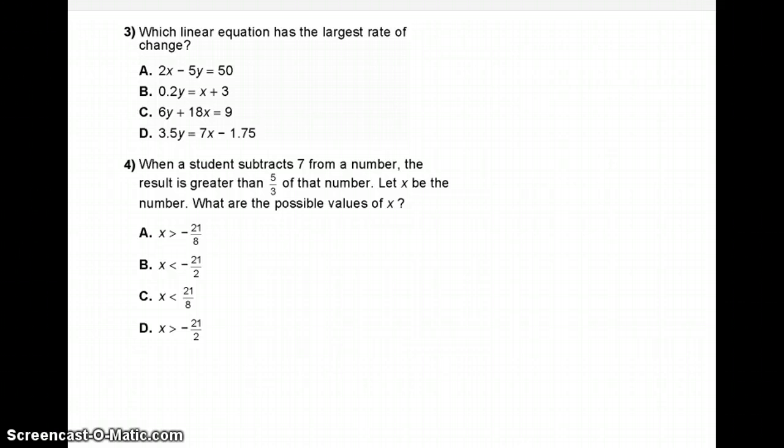Number 4, when a student subtracts 7 from a number, the result is greater than 5/3 of that number. Let x be the number. What are the possible values of x? A, x is greater than -21/8. B, x is less than -21/2. C, x is less than 21/8. Or D, x is greater than -21/2.